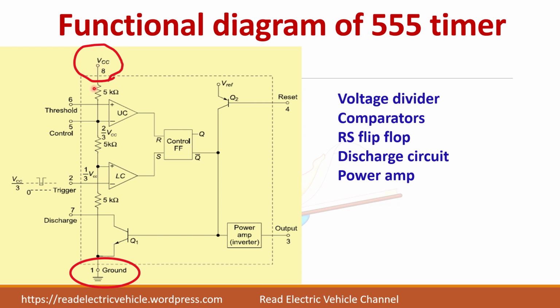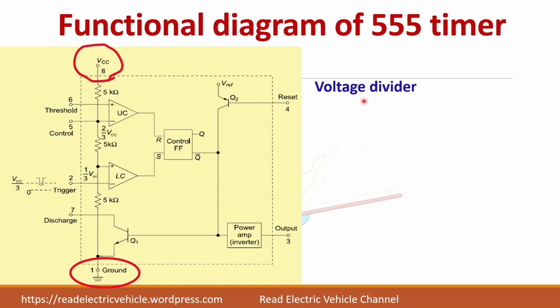First, the voltage divider section gives the reference value for the comparator, and the comparator output is going to determine the set and reset value for the flip-flop. That is, the comparator output decides whether the flip-flop should be in set mode or reset mode. Then a discharge circuit to discharge the capacitor is used, and this is the output stage. So let us see one by one.